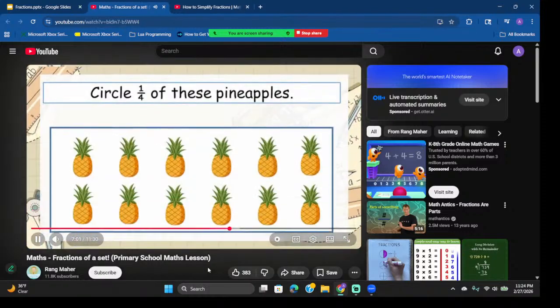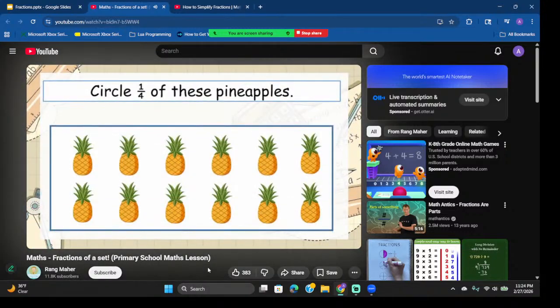5ths. How about if we have a question like this? We have a load of pineapples here, and we want to circle 1/4 of them. Maybe we're giving them to somebody as a gift or something. How would we find out what 1/4 of all these pineapples would be? Well, this problem is a little bit trickier because the denominator of the fraction and the total number of pineapples are not the same. So it's not as straightforward as we're used to.